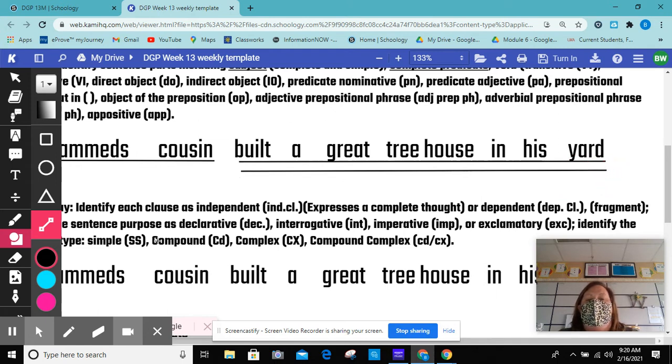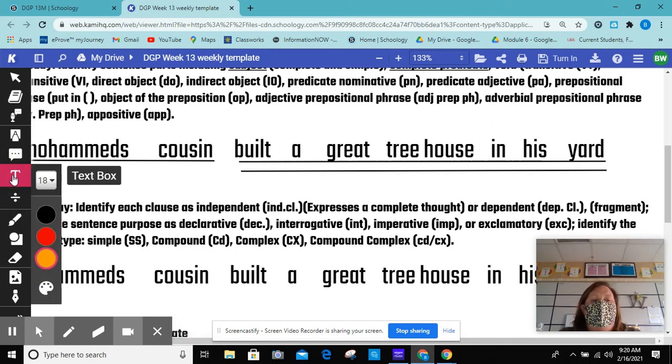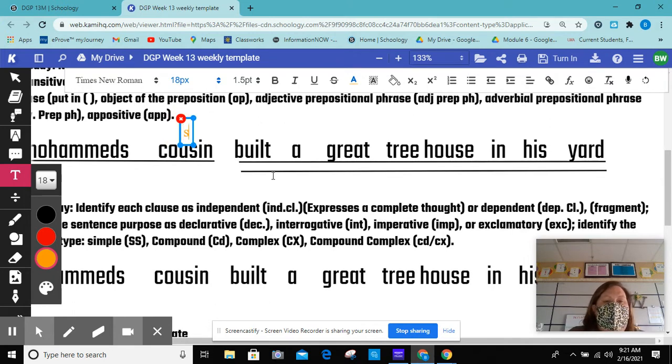All right. The next thing I want to do is identify my simple subject. What is my simple subject? Who is the sentence about? It's one word. Cousin, good. So I'm going to write an S above cousin. Now, what did my cousin do? All right, built who or built what? Built what? Treehouse.